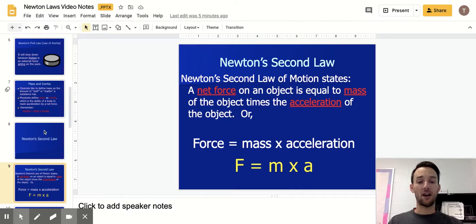Now on to Newton's second law. Newton's second law is really famous for this formula. F equals m times a. Force is equal to mass times acceleration. We will do some calculations while going over this law, and this will be the formula that you use every single time.